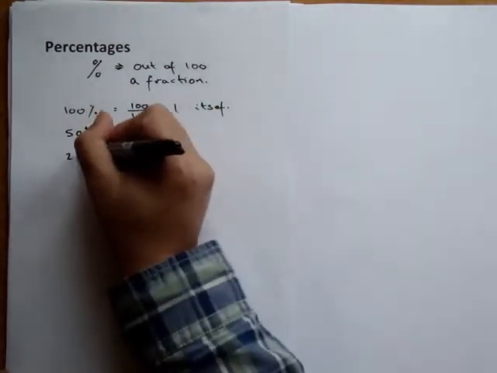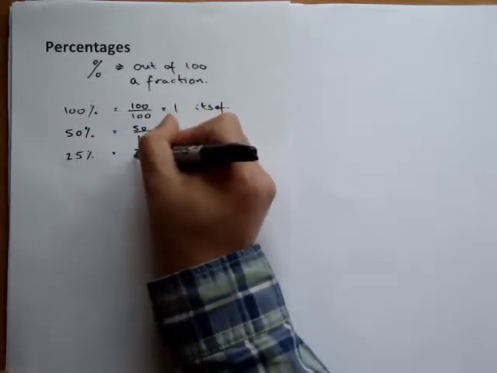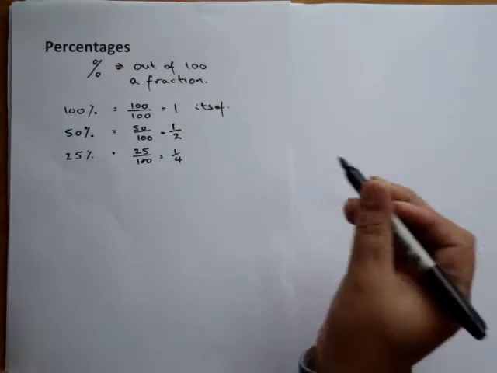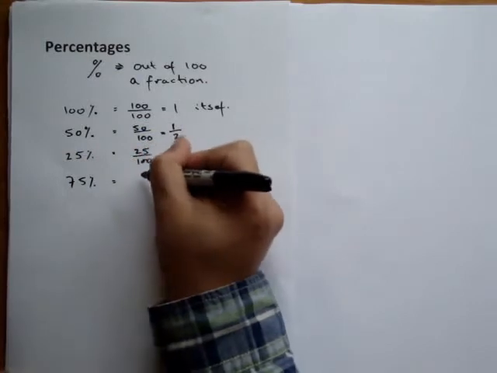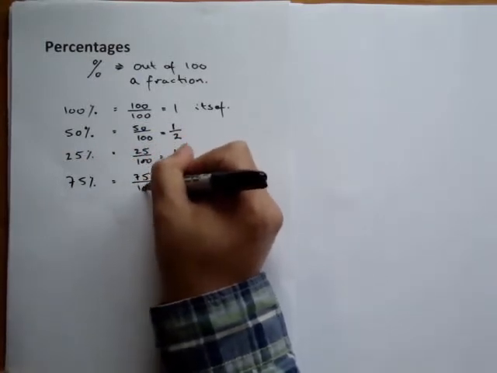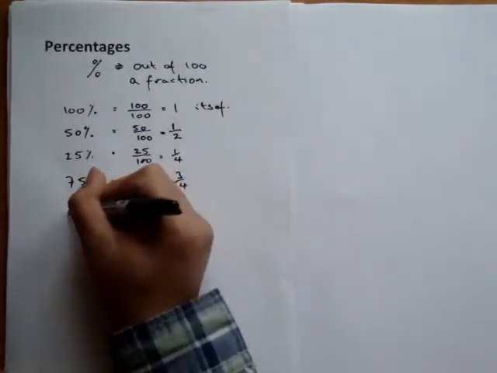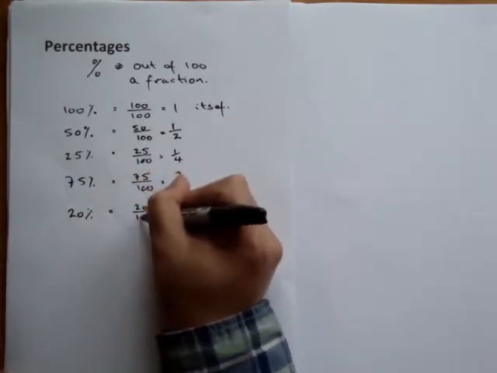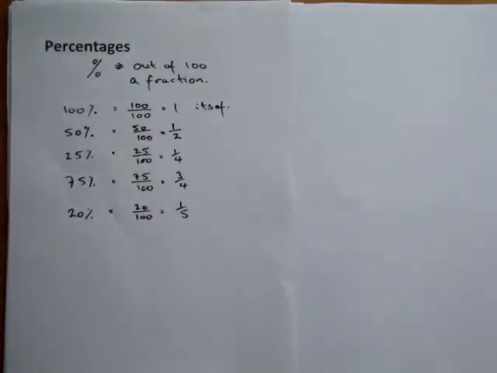25%, this becomes 25 over 100, which is a quarter. 75%, this is 75 over 100, which is 3 quarters, and then 20% equals 20 over 100, which is 1/5. Now these are like the common ones that I'd expect you to know.